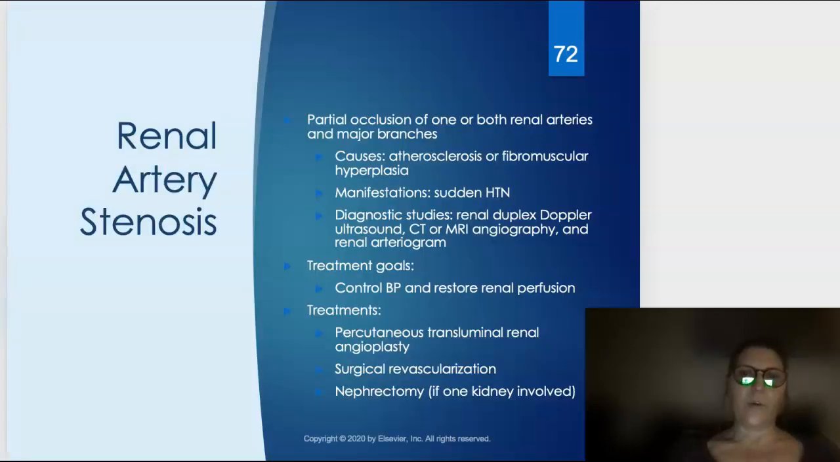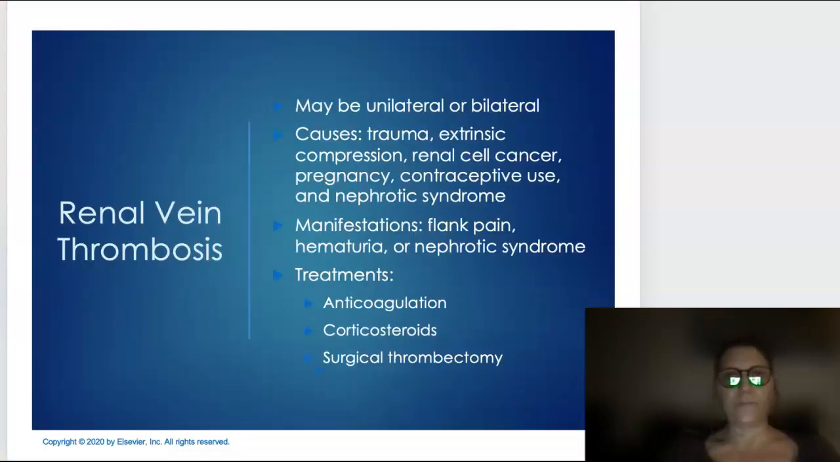Renal vascular problems. Renal artery stenosis is very common. You probably see that in patient charts all the time. It's a partial occlusion of one or both renal arteries and major branches. It is caused by atherosclerosis or fibromuscular hyperplasia. It manifests as sudden hypertension. We're going to do a renal Doppler, ultrasound, CT, MRI. The treatment goal is to control their blood pressure and restore perfusion. The treatment will be percutaneous transluminal renal angioplasty or a surgical revascularization, or a nephrectomy if one kidney is involved.